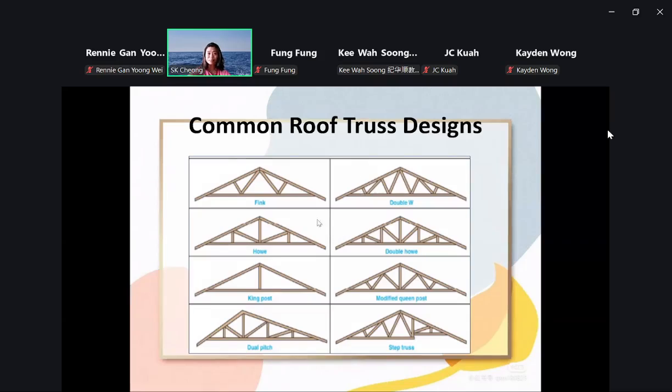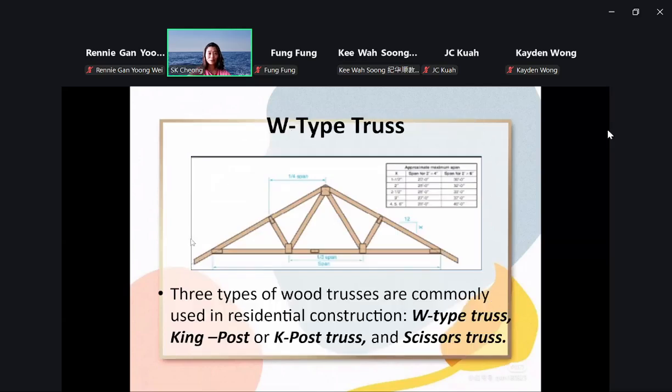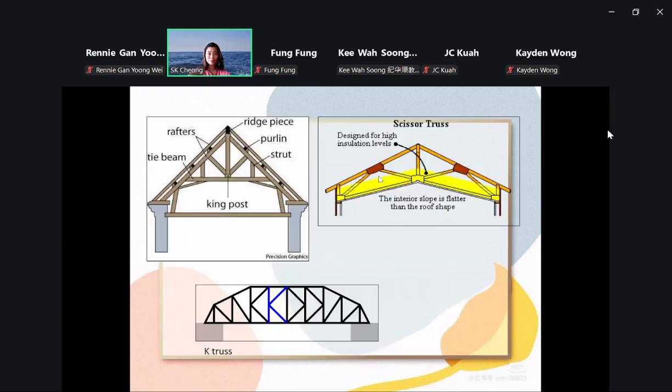Types of roof truss designs here. This, and this. So many designs. We will have the W type, you can easily find the W type. So many W, right? So this is the K truss, king post. I want to show you again. First, we learned about rafters, and now we are talking about trusses.